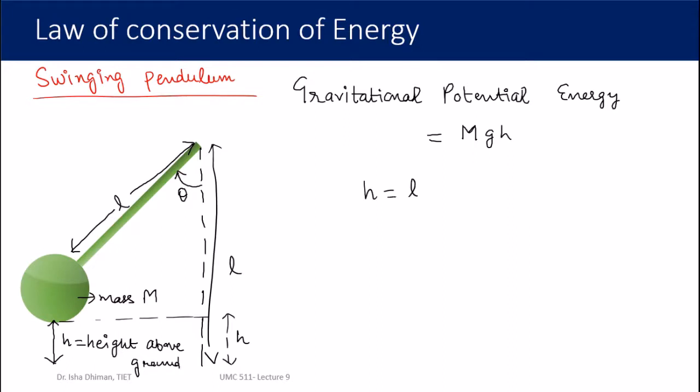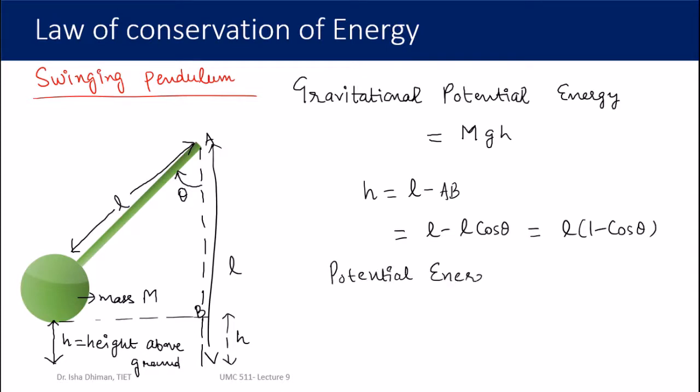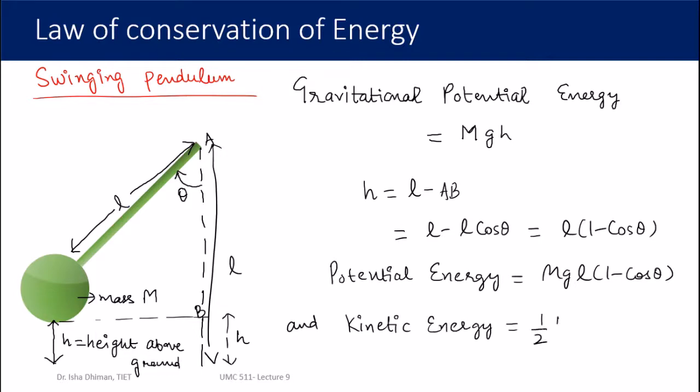So h is L minus AB, where A is this point and B is this. AB is L cos theta. It's very easy to see. So we get an expression for h. If you substitute this h in the formula for potential energy, we get mgL into 1 minus cos theta. And the other energy we are going to look at is kinetic energy, which comes due to the motion of the pendulum, due to oscillation.